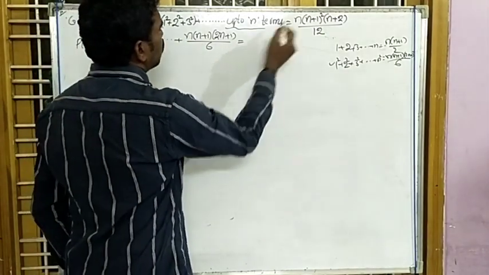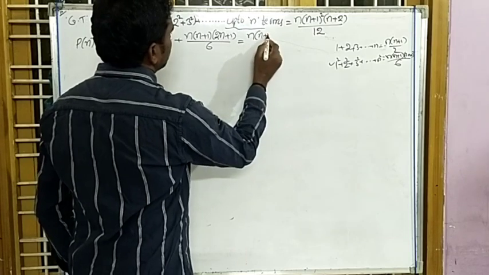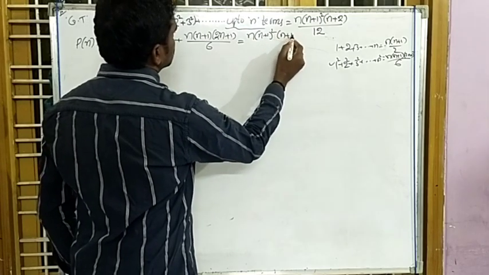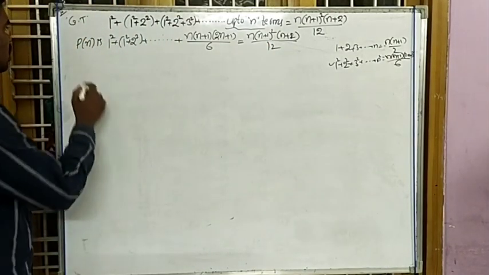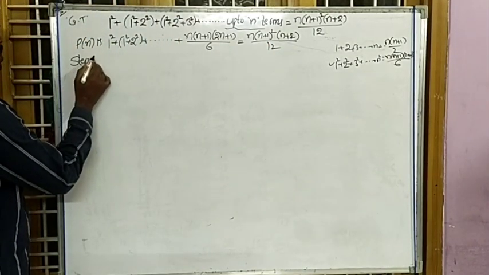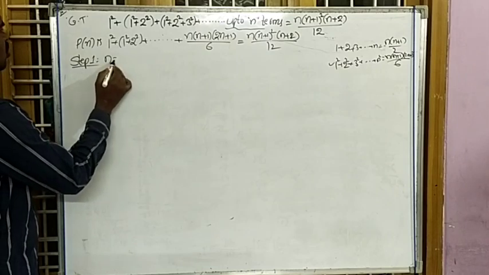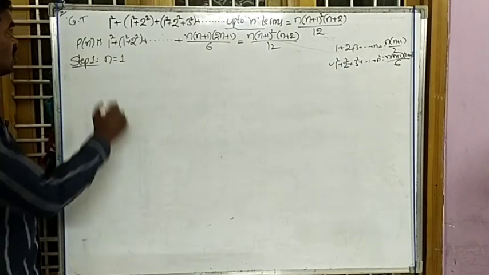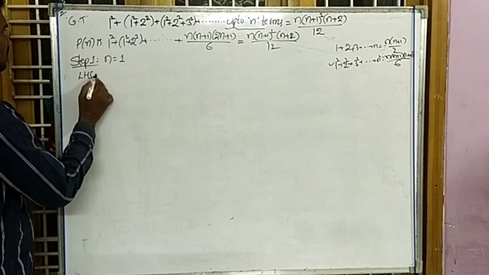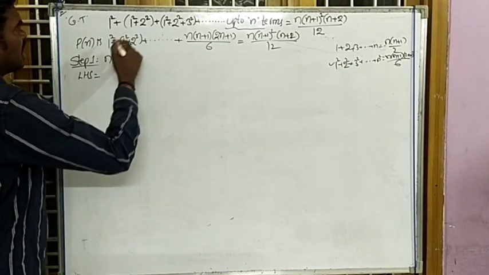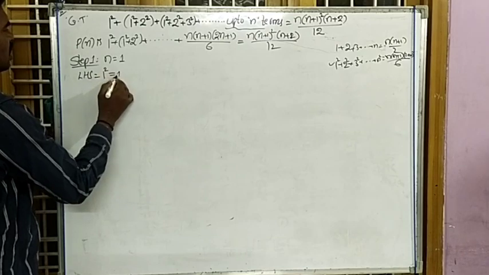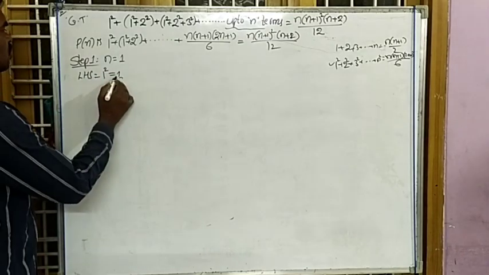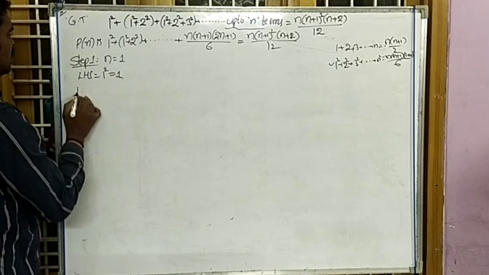It is equal to, and what is the right hand side? n into (n plus 1) whole square into (n plus 2) by 12. This is the statement. Okay, what is step 1? Step 1 is to take n equal to 1. For n equal to 1, what is the left hand side? The left hand side, n equal to 1 means the first term, that is 1 square, which is 1. Complete. Next, what is RHS?